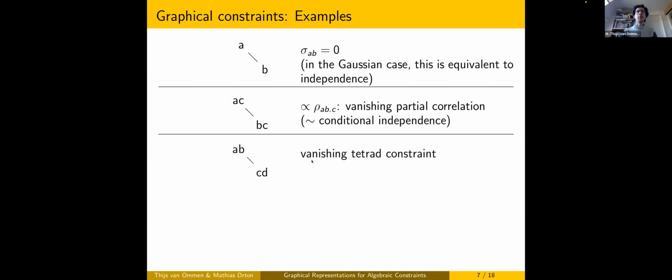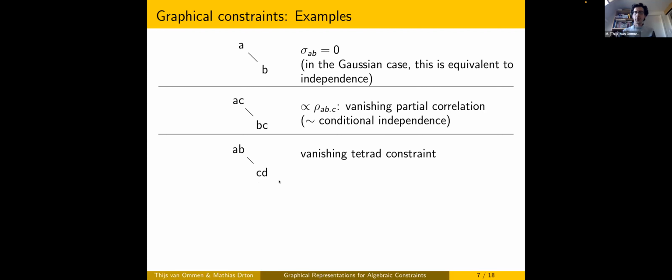Then very similarly, the vanishing tetrad constraint would take this form. It's quite similar to this, except that here the intersection between this and this is empty. And indeed the vanishing tetrad constraint is known to be defined by the determinant of a particular matrix being 0, and that's exactly the matrix that we're constructing here.